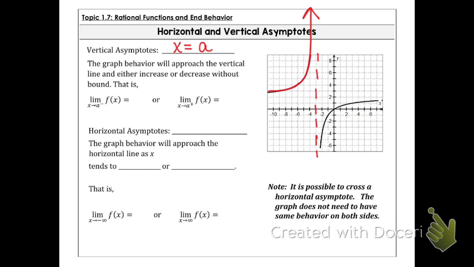Well, for ours, where is our vertical asymptote? It looks like it's at -3. And so we could say the limit as x approaches -3 from the left, what's happening to f of x? What's happening to our function? We just said it's going to increase without bound, so it's going to go up to infinity.